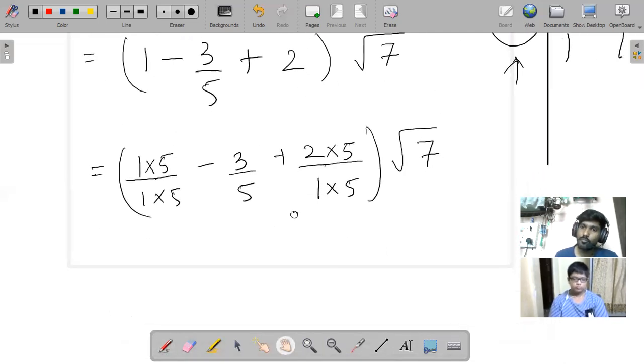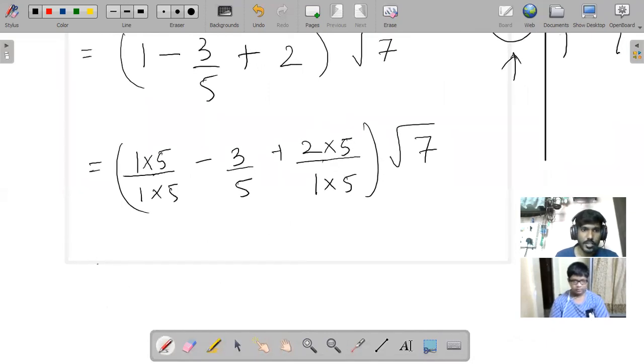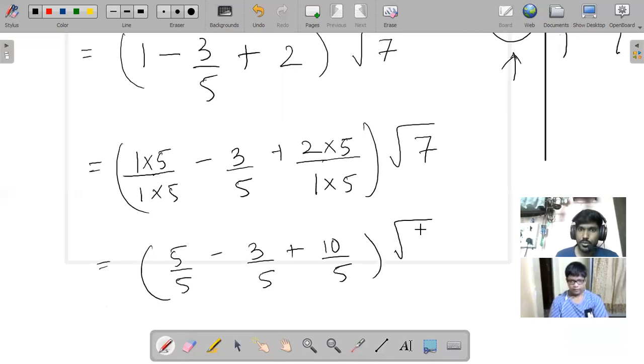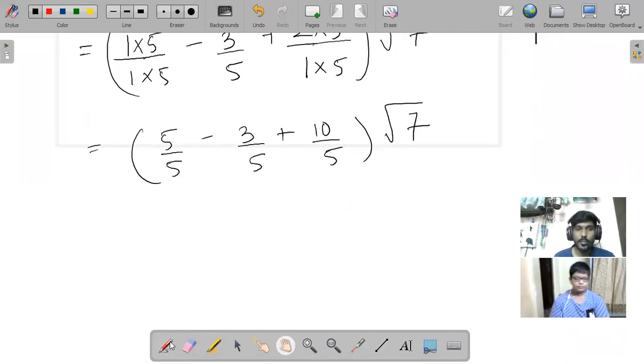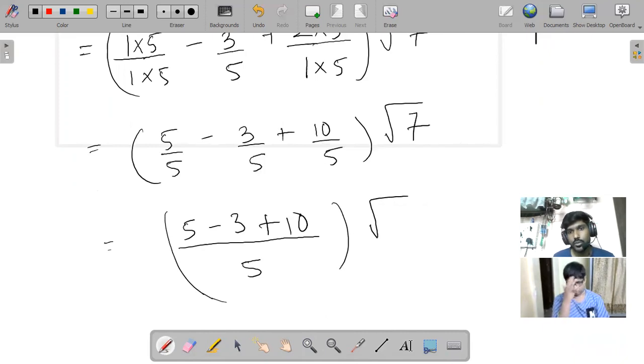Have you understood this? Yes, sir. Okay, now do the simplification. So this will become 5 upon 5 minus 3 upon 5 plus 10 upon 5 root of 7. Is this clear? Now, the denominators are common. All have 5. So you just write it once. And the numerator 5 minus 3 plus 10 root 7. Is this clear?